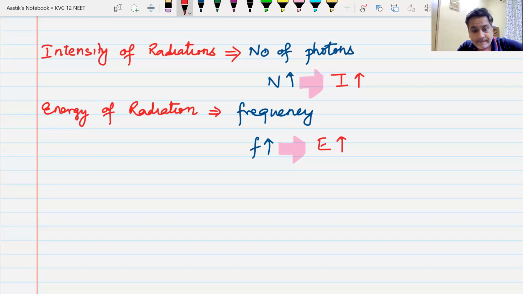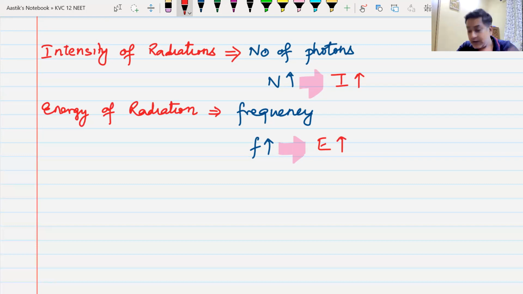Number of photons increases, intensity increases; frequency increases, energy increases. Remember this, because whatever questions you are going to encounter will be based on either one or the other.